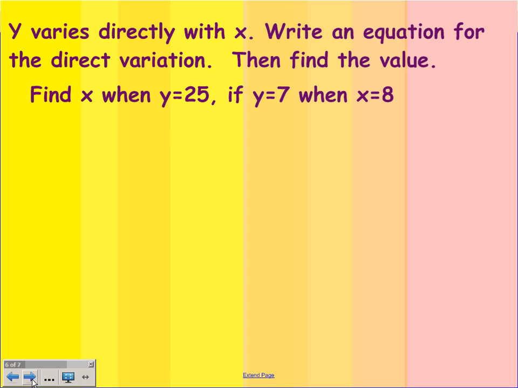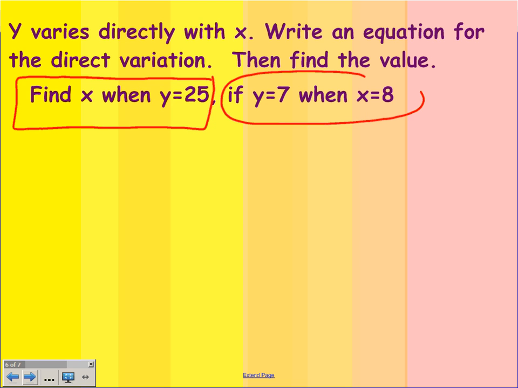So the two parts, here's my first part, which says find x. Obviously I don't know everything I need from that statement, but I do know everything that I need to know from this second statement. Step 1, write the equation. Step 2, substitute in what I know so I can find the constant of variation and then use that equation to find the missing x.